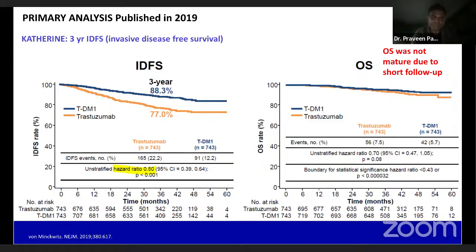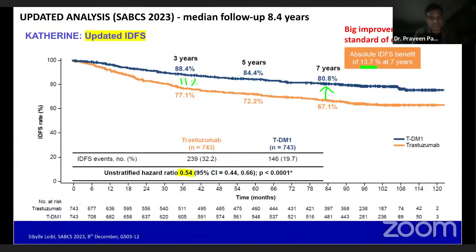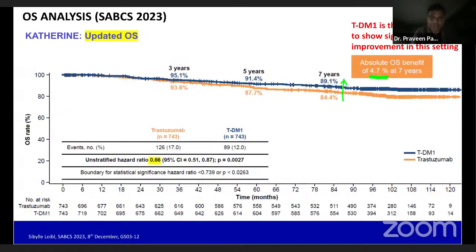The OS data was not mature in 2019, but long-term follow-up was published in 2023. So the IDFS benefit was maintained, a gain of around 13%, 80 versus 67 at the 7-year follow-up. And we have the mature OS benefit data also. The updated OS data from KATHERINE show around 5% benefit with the addition of TDM1 compared to trastuzumab at the end of 7 years of follow-up, with a hazard ratio of 0.66.